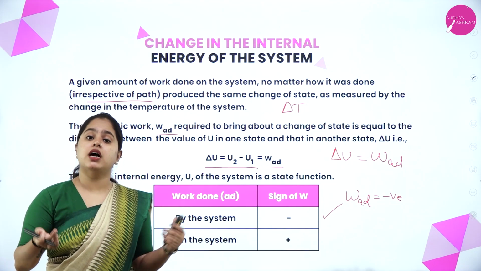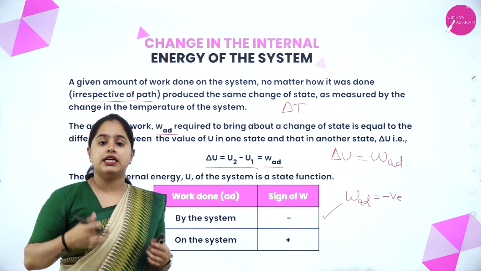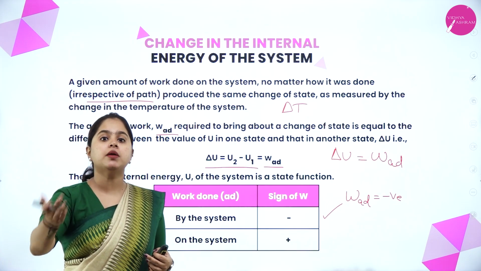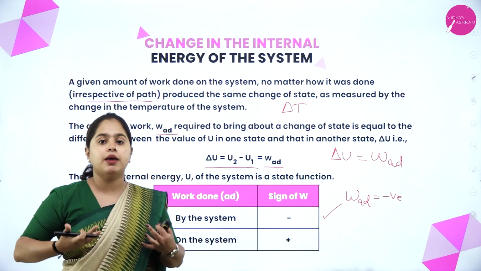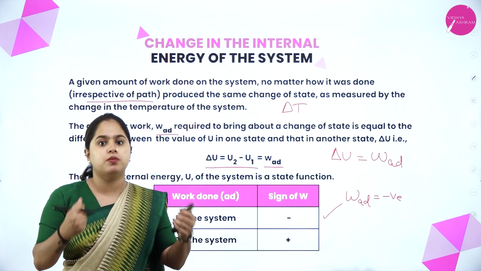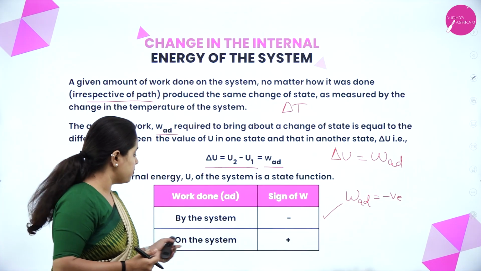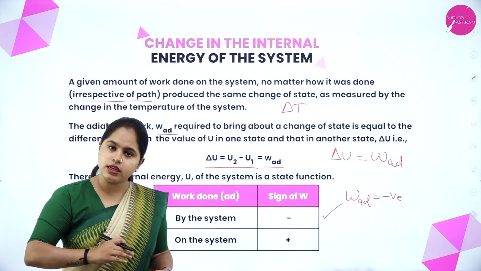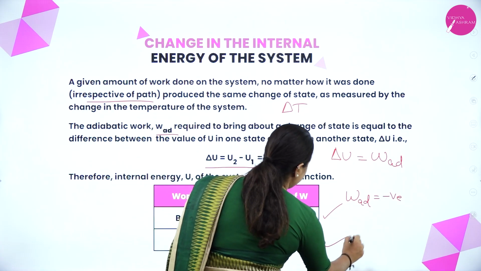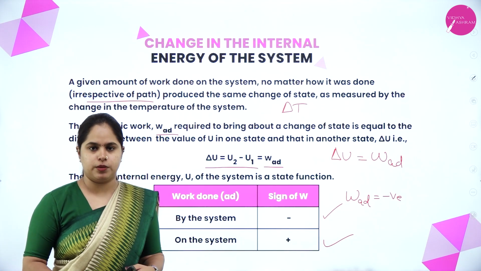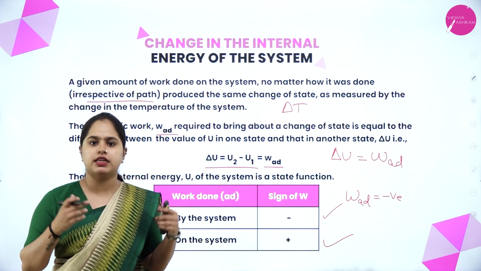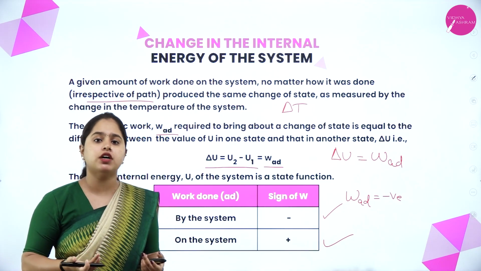And if the work is done on the system, that is, if I am the system and I am getting some energy, say I am having food and I am getting energy, that means I am positively getting charged. I am highly energetic now. In the same way, work done on the system means your work will be a positive value. So this is the sign convention, which is also important. This was the first part, that is, change in internal energy by doing work on the system.